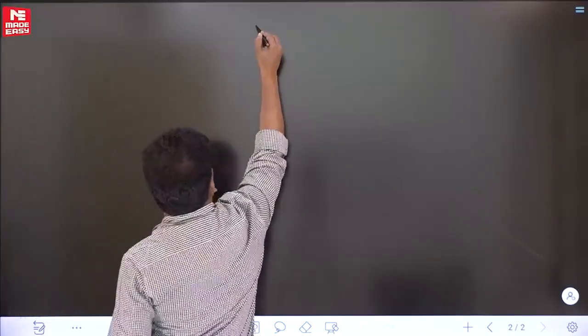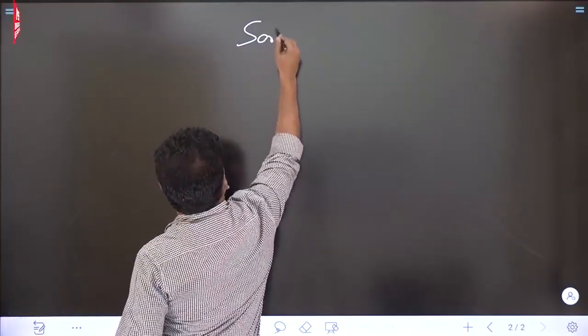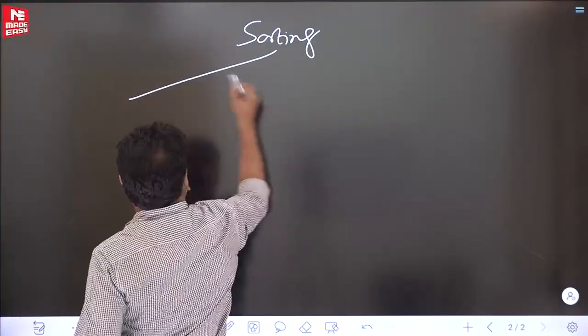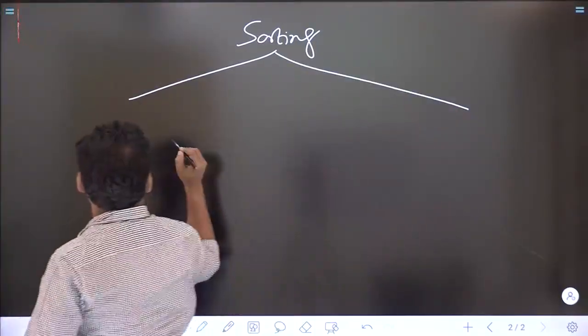Carefully listen to this also. One small point is pending. Let me write this. See this one: sorting algorithms. Sorting algorithms are 2 types.